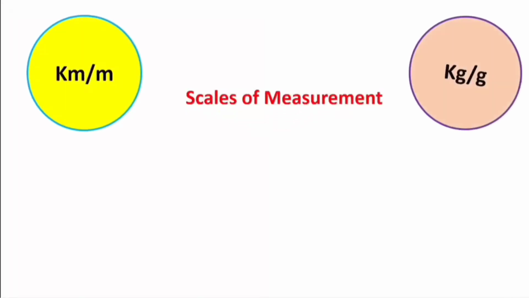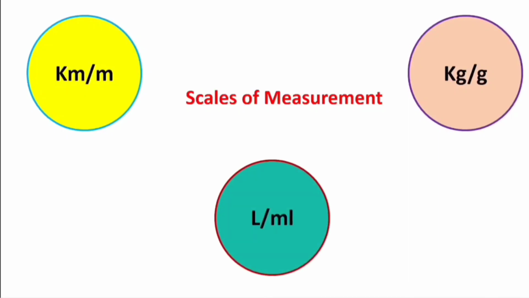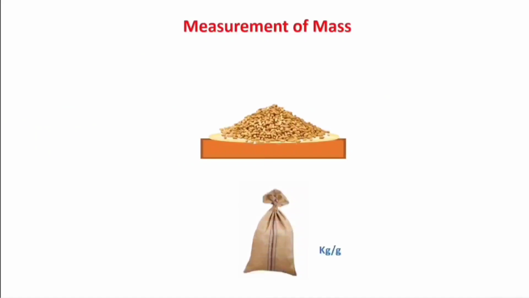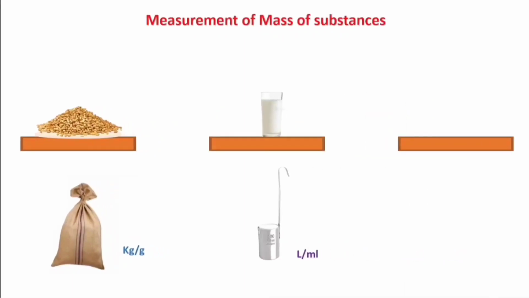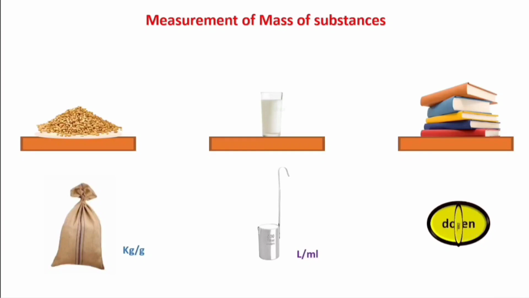Different physical quantities are measured using different measuring scales. The mass of solid substances is measured in kg or gram scale. Mass of liquids is measured by their volume in liter or milliliter scale. Besides mass, some items can also be counted in pairs or in dozens.